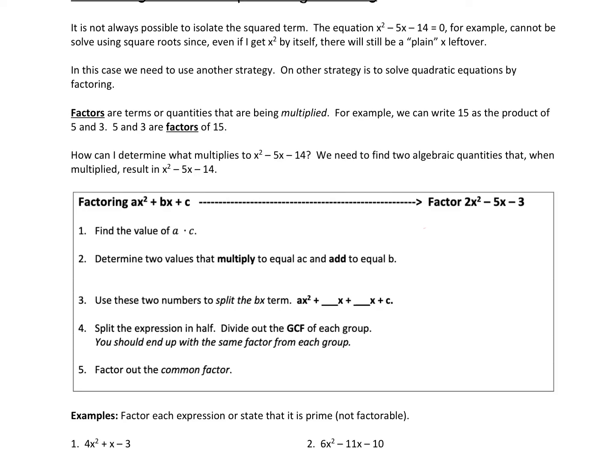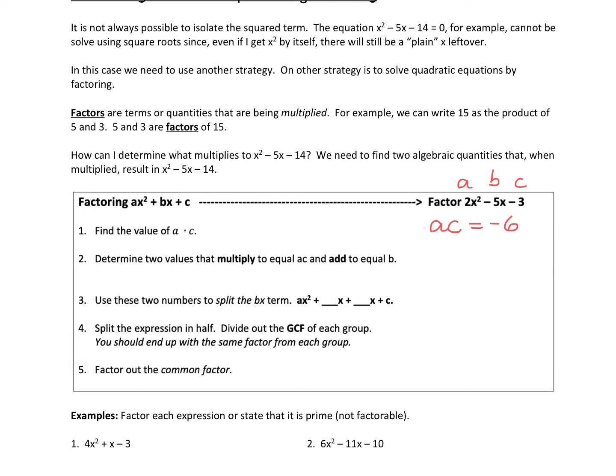So you have to know what your A, B, and C are. Here in this example, my A is 2, my B is -5, my C is -3. And then we find the value of A times C. So we do 2 times -3, which is what? -6.